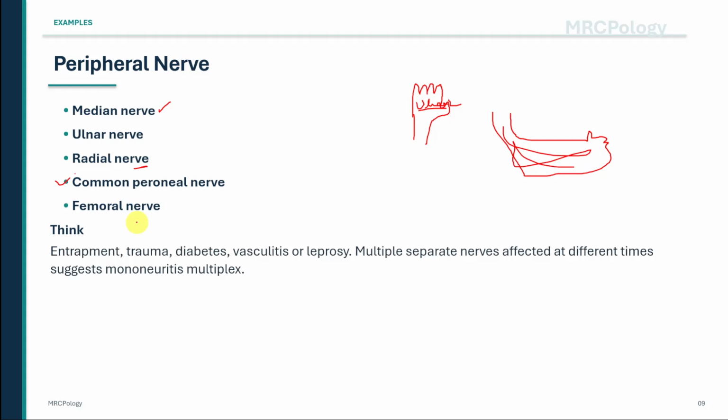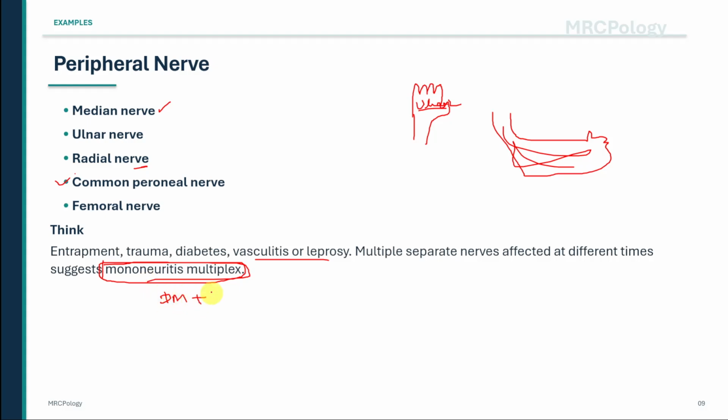A femoral nerve lesion may cause weakness of knee extension, a reduced knee jerk, and sensory loss over the anterior thigh or medial lower leg. When you identify a mononeuropathy, consider entrapment, trauma, diabetes, vasculitis, or leprosy. When multiple separate nerves become affected asymmetrically at different times, think of mononeuritis multiplex. This pattern is particularly important in vasculitis, diabetes, and certain infections.